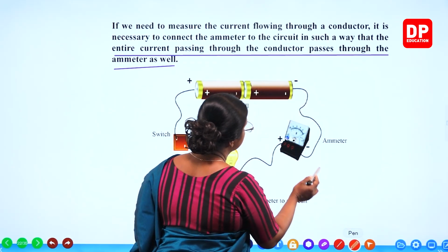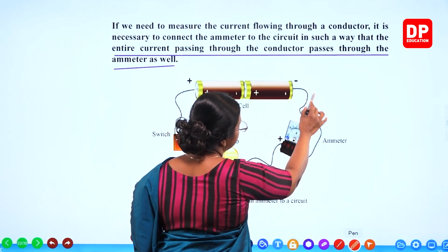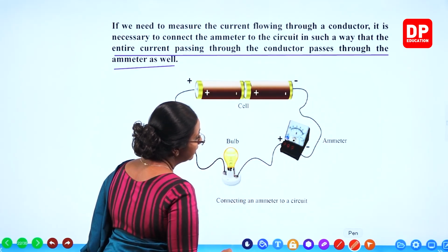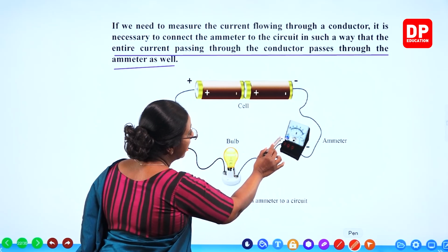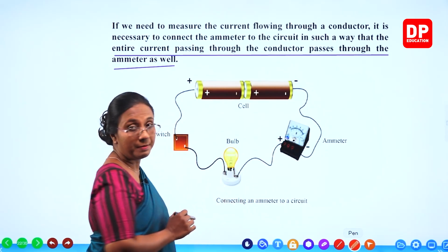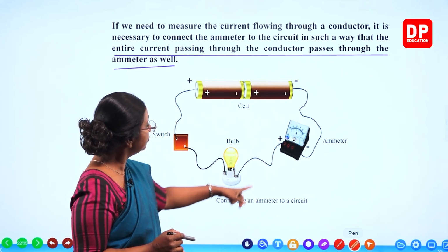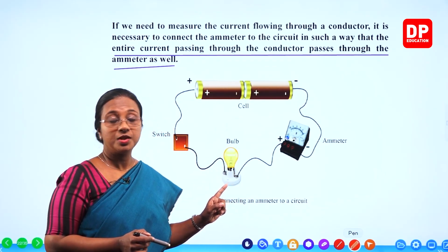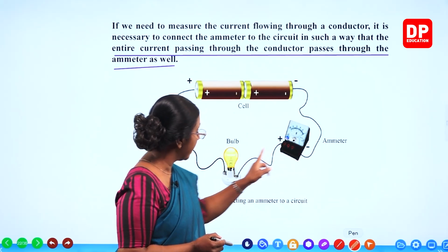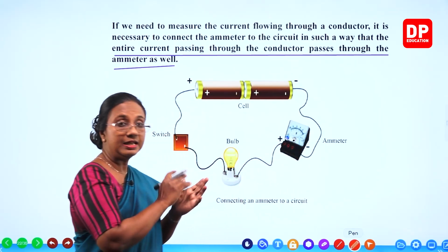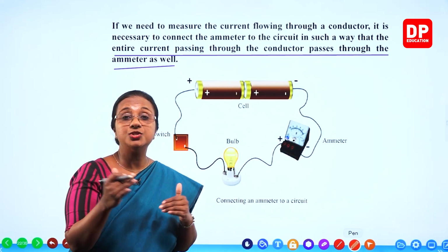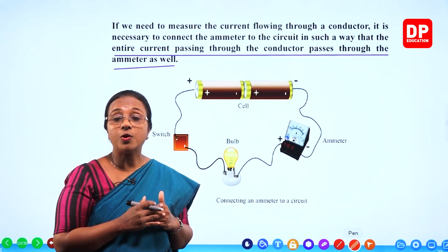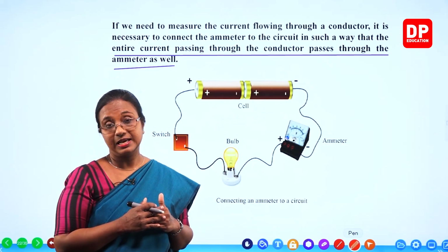Now you can see here, students, the negative terminal of the dry cell is connected to the terminal of the ammeter. The other one is connected to the bulb. Now we need to measure the current flowing through the bulb. So the bulb and the ammeter are connected one after the other, joined together. So that is what we call the series connection.